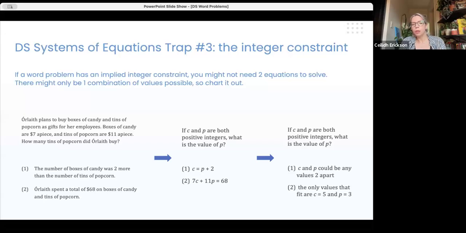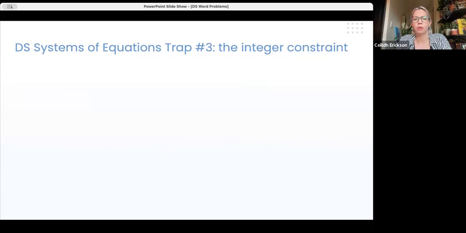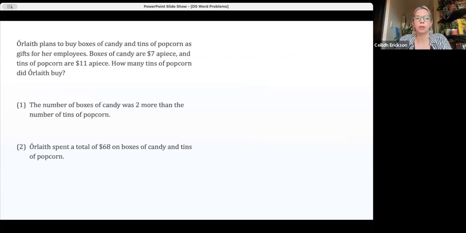But this is a really great point about how do we know when we should chart it out and when we don't? When should we be expecting just one possibility versus multiple possibilities? And there is an easy way to tell. If we come back to here, let's do a little sidebar and let's change the question. Let's say boxes of candy are now in this new universe $8 a piece, and tins of popcorn are $12 a piece.